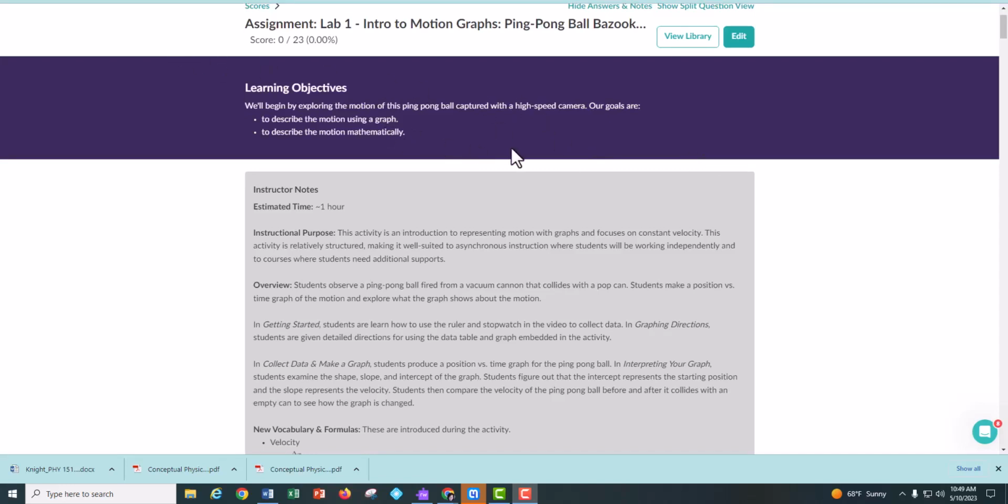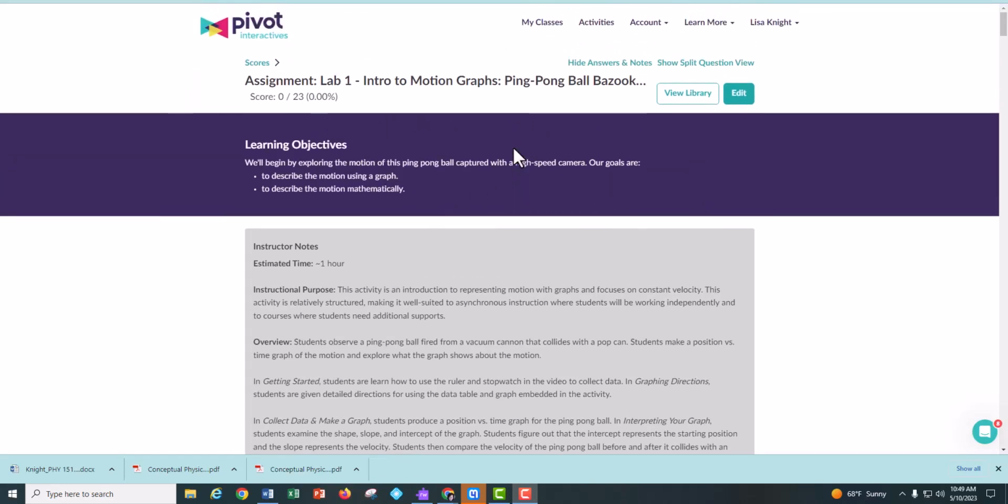In this lab, you will be learning how to use Pivot Interactives, learning how to collect data from it, and getting an introduction to what a position time graph looks like for something that is traveling at a constant speed versus what it would look like if it wasn't.